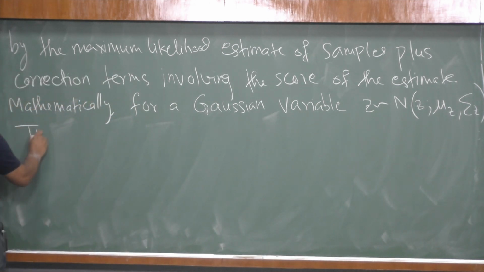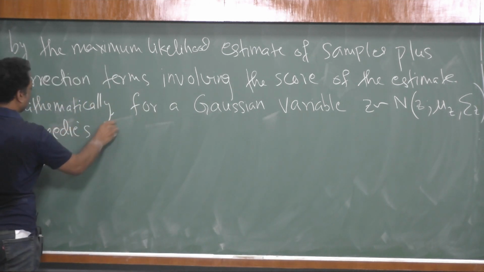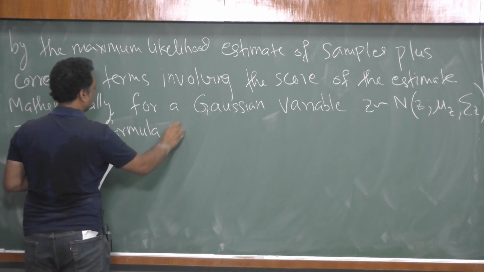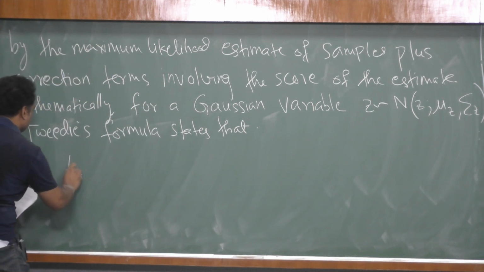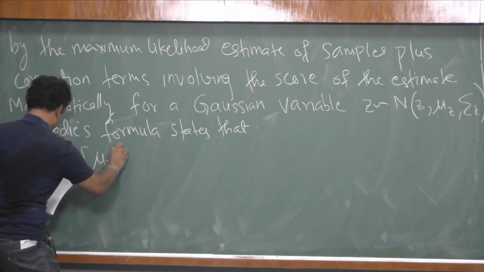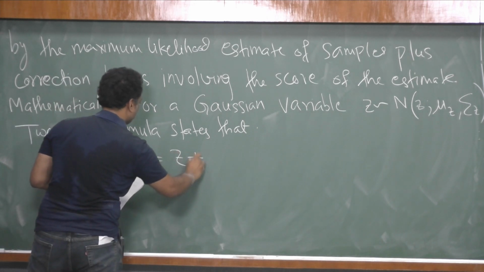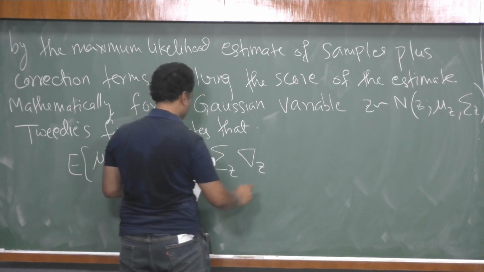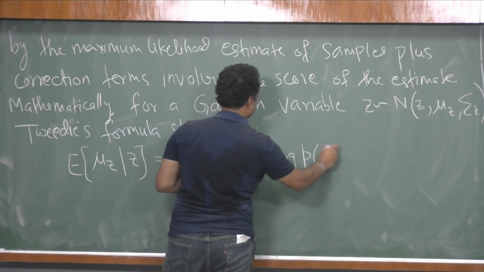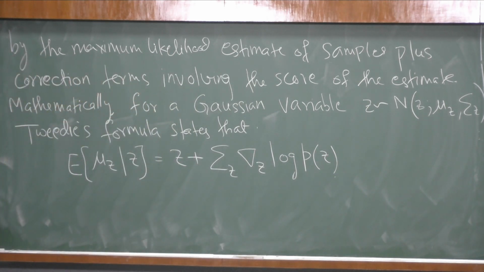Tweedie's formula states that the expectation of mu z given z is z plus sigma z times the gradient of log p(z). So this is how the conditional expectation of mu z could be obtained. So the expectation of mu z given z will be z plus sigma z times the gradient of log p(z).